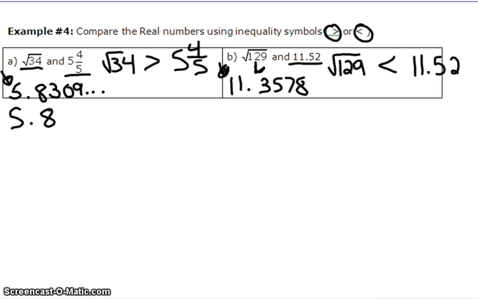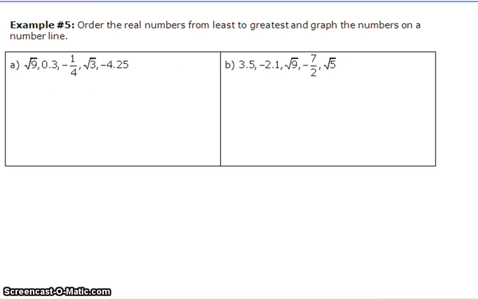So we can use comparing real numbers to help us graph that on a number line. Now again, for A, these are in different forms, so before I actually put them on a number line, I'm going to put them in decimal form. So square root of 9 is 3, negative 1/4 is negative 0.25, the square root of 3 is about 1.73, and the other two numbers are already in decimal form. I'm going to make a number line.